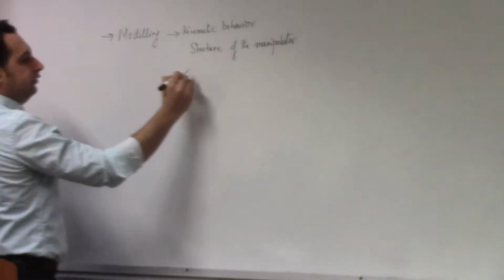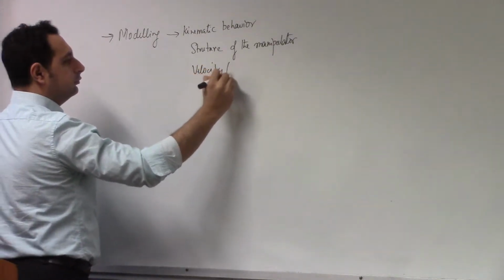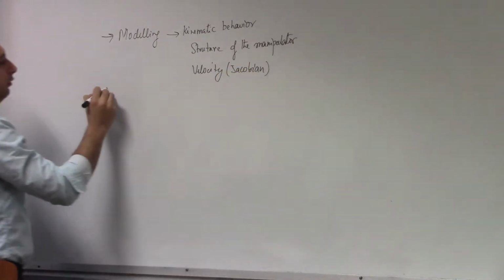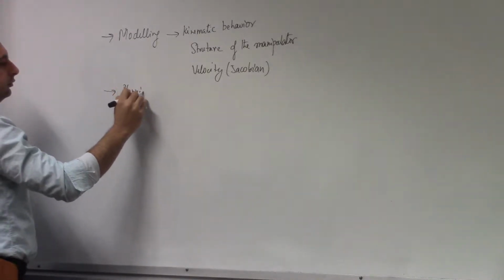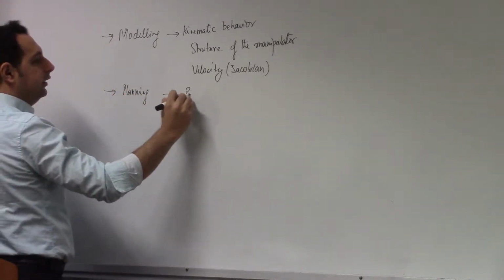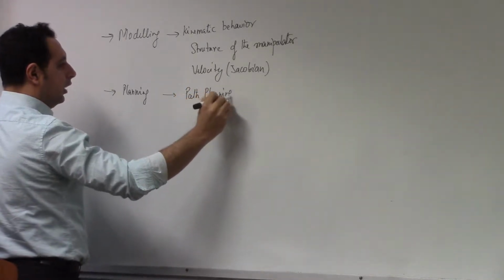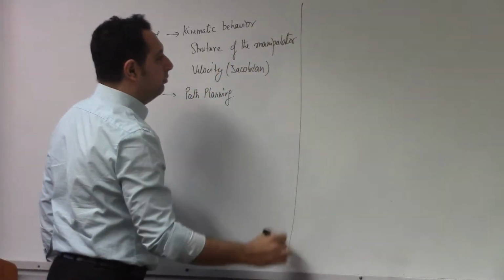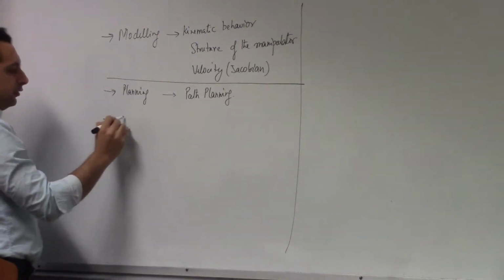And we also did velocity or the Jacobian. And we spoke about planning, which is your path planning. Okay. Let's go to a discussion about, finally, once you have planned the path, once you know how the manipulator moves, let's talk about control.